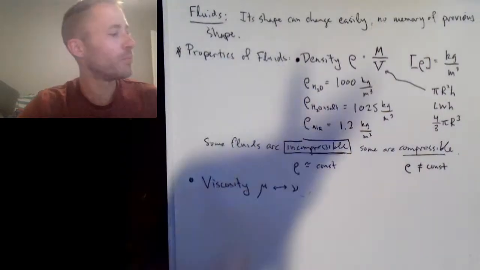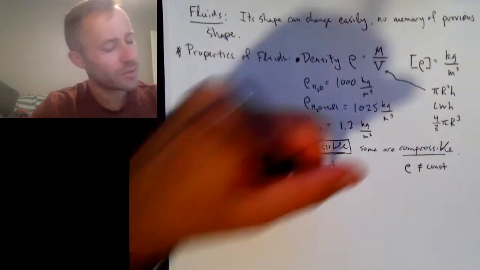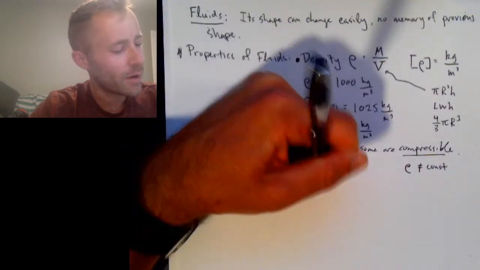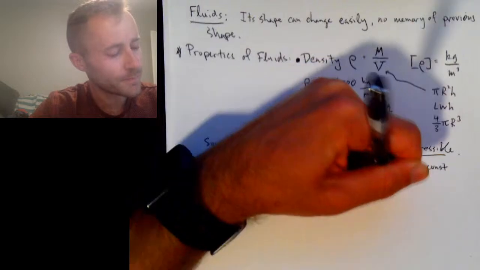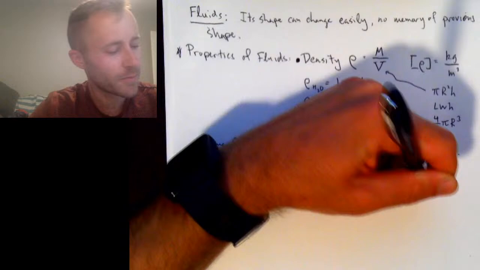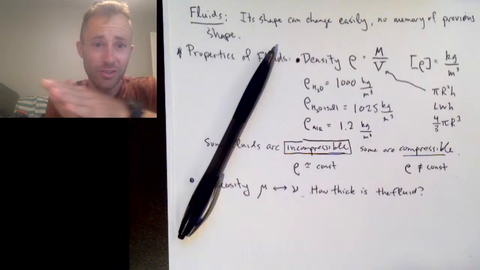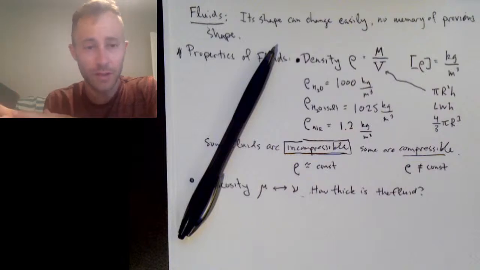But anyways, viscosity is basically how thick is the fluid. In other words, does it slide past itself easily, or does it take a lot of effort to slide one part of the fluid past another part of the fluid?